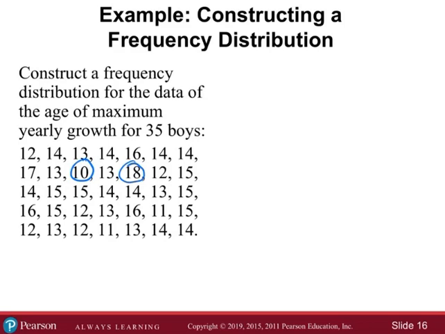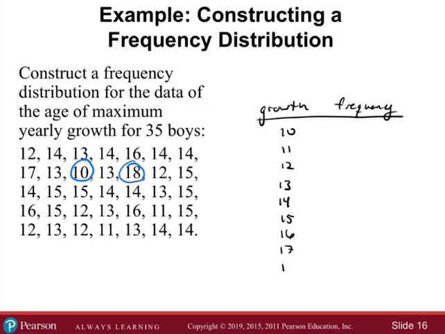Okay. So for our table, we'll do the growth versus the frequency, how often each of those outcomes occurred. And it looks like we're going from 10 to 18. So I think I'm going to just list all the entries from 10 to 18. So we got 10, 11, 12, 13, 14, 15, 16, 17, 18. Then we want to do a tick mark every time one of those occurs.